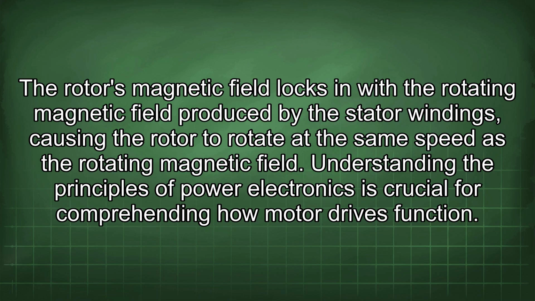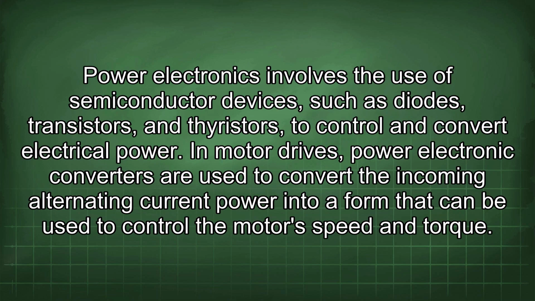Understanding the principles of power electronics is crucial for comprehending how motor drives function. Power electronics involves the use of semiconductor devices, such as diodes, transistors, and thyristors, to control and convert electrical power. In motor drives, power electronic converters are used to convert the incoming alternating current power into a form that can be used to control the motor speed and torque.